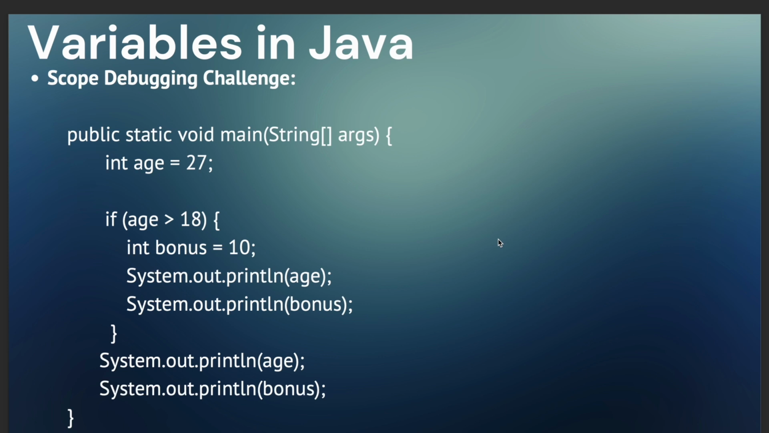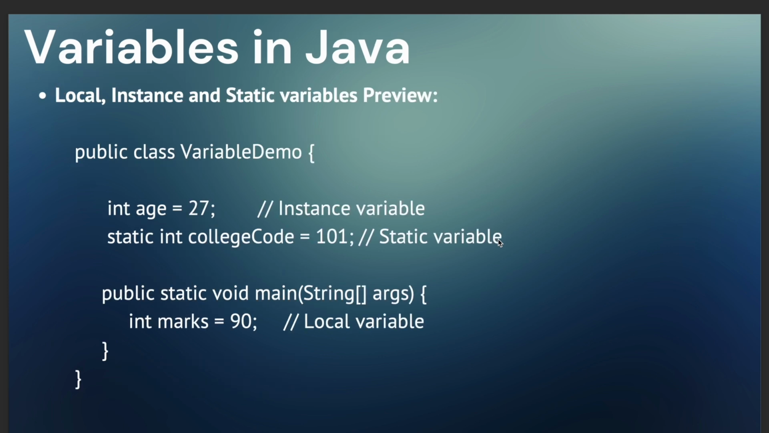Whenever you see cannot find symbol in IntelliJ, always check if you are attempting to access a variable outside its scope. So far, every variable we have created has lived inside the main method. These are called local variables. They are temporary and only exist while that method is running. However, Java also allows us to declare variables directly inside a class, outside of any method. Depending on how they are declared, these become instance variables or static variables.